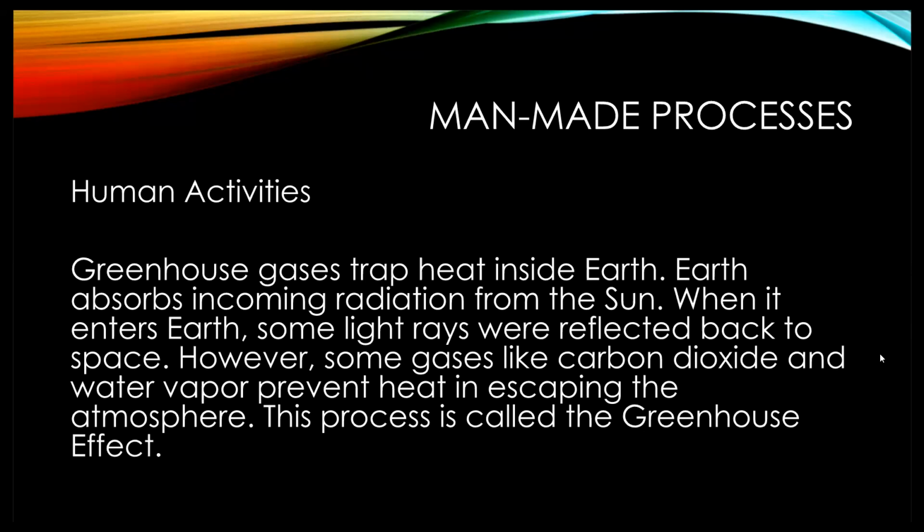We are now in the middle of the discussion about man-made processes or human activities which affect climatic conditions or climate. Human activities. Greenhouse gases trap heat inside Earth. Earth absorbs incoming radiation from the sun. When it enters Earth, some light rays were reflected back to space. However, some gases like carbon dioxide and water vapor prevent it from escaping the atmosphere. This process is called the greenhouse effect.